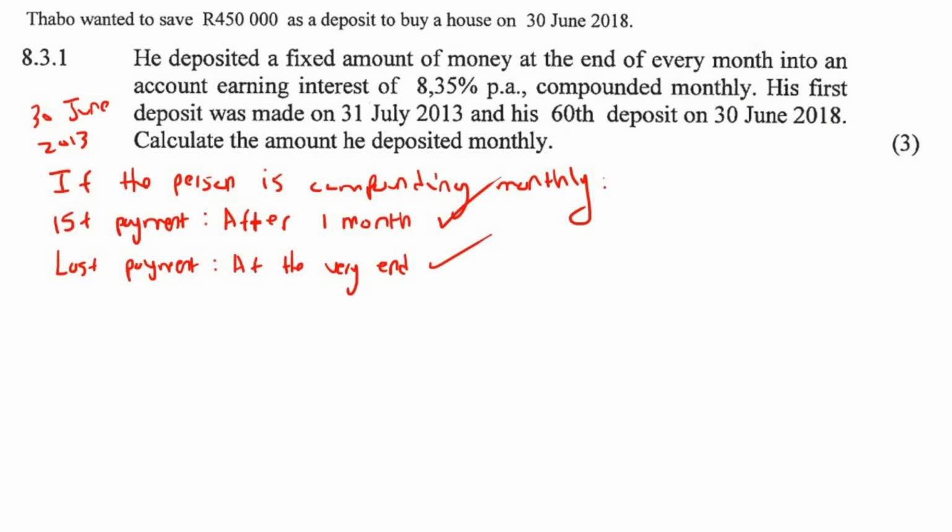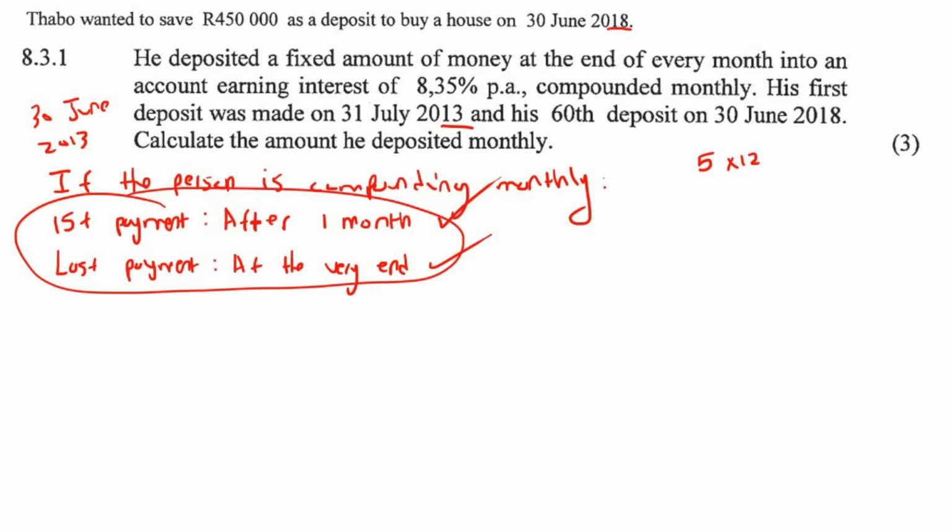Right, now to work out the number of payments, because it's just the normal scenario, from 2013 to 2018, that's 5 years, and he's compounding monthly. So his number of payments would just be 5 times 12. You don't need to minus anything or plus anything, because this person is following the normal standard approach. They're not trying to catch us out at all. So, okay, now we need to decide if it's a future value or a present value question.